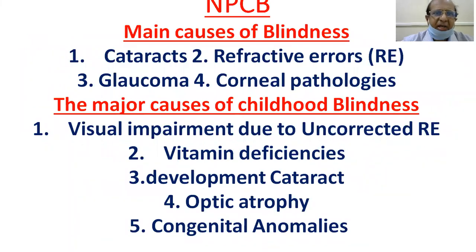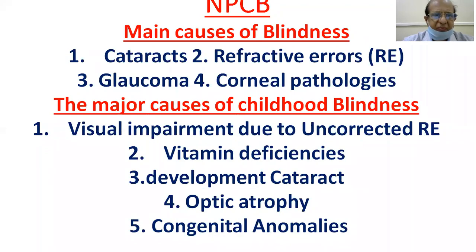Then the main causes of blindness. So many causes are there. The main causes are cataract and refractive error. Cataract is usually in adults, refractive error mostly in children, and glaucoma in adolescents and adults. Corneal pathologies are mostly in children. So accordingly, we have to pay attention to the conditions. Now, the major causes of childhood blindness.